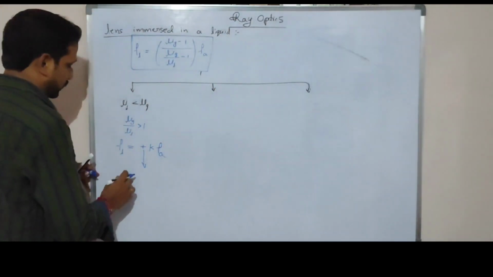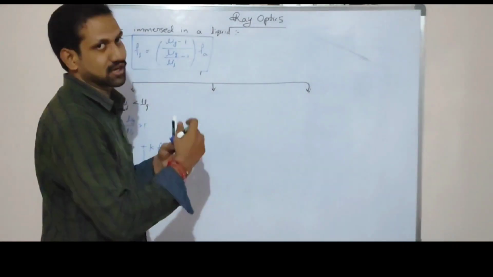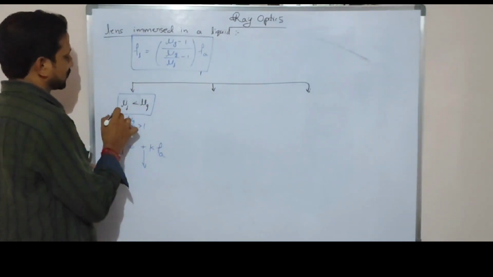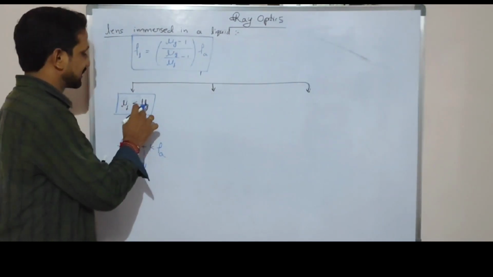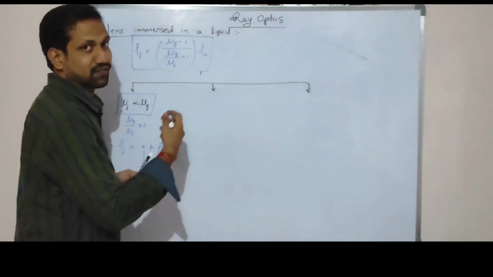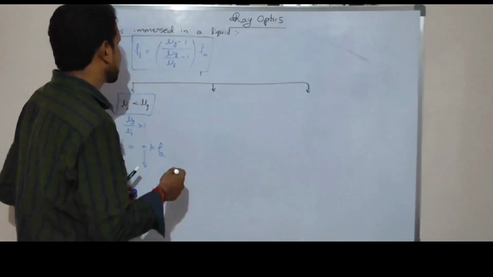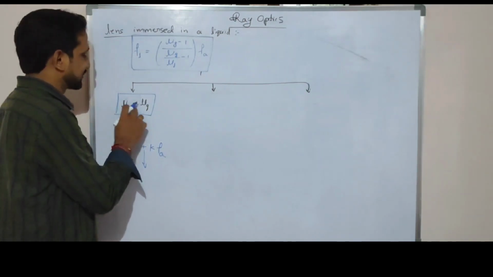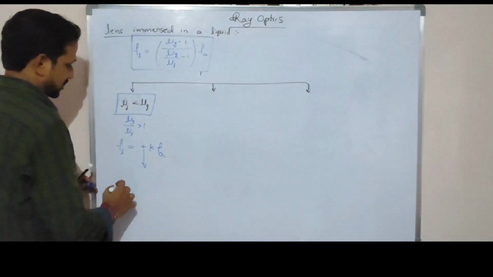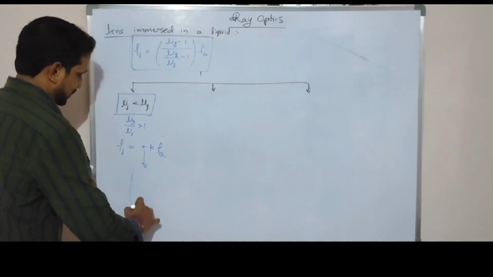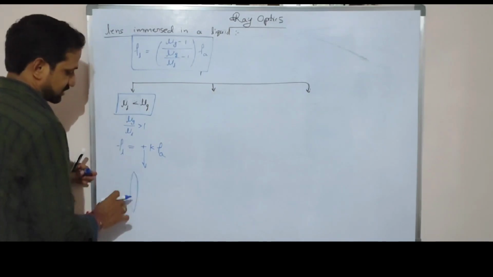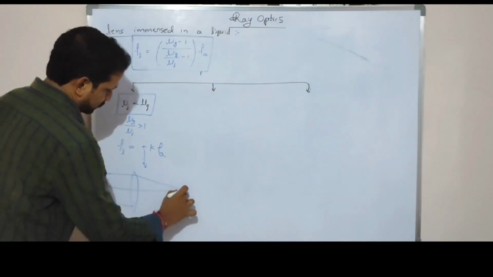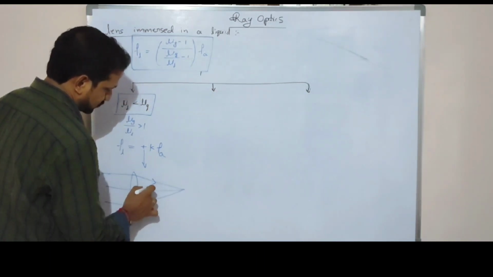I mean, if you are using the lens in air, it is a convergent lens. If you are using it in a liquid whose refractive index is less than the glass refractive index, then it will behave as a convex lens only. It will not behave as a concave lens, because the refractive index of the liquid is less than the glass. So schematically, in a liquid, the lens is actually a convergent lens, so it will converge the light rays anyway.